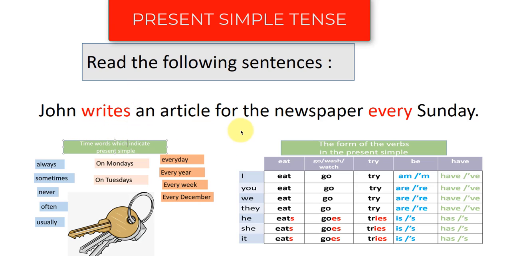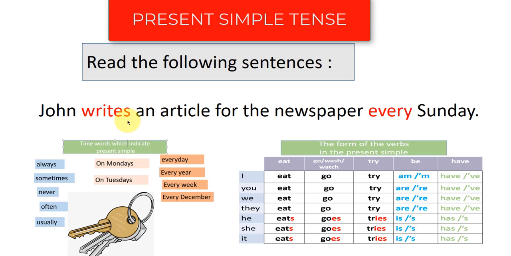Okay, now look here. So what are the keys of the present simple? Here are the keys. Always, sometimes, never, often, usually. On Mondays, on Tuesdays, on Thursdays, on Fridays. Okay, and we have also every day, every year, every week, every December. When we find all these keys, this is the key that helps us to use what? The present simple tense. This writes here is in the present simple. When we have these words, we use the present simple tense.